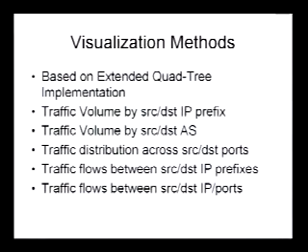We implement 5 different views of the same traffic. We implement traffic volume by source and destination IP, traffic volume by AS. You can look at traffic distribution across ports, and of course, the final 2 are the most important that we found in our usage of this tool, which is flows between sources and destinations, and then traffic flows between source IP, source port, and destination IP and destination port.